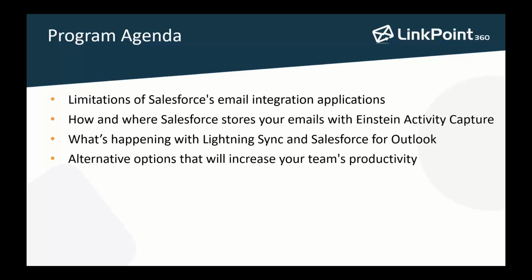So in terms of the agenda, the big discussion for this call was just around the limitations of the current out-of-the-box solutions from Salesforce. There are so many out there today, it can get a little confusing. How and where your Salesforce will store your emails and your events, if you're using Einstein Activity Capture or considering it, there are a lot of important factors that you need to take into consideration so you can fully understand the solution. What's happening with Lightning Sync and Salesforce for Outlook?